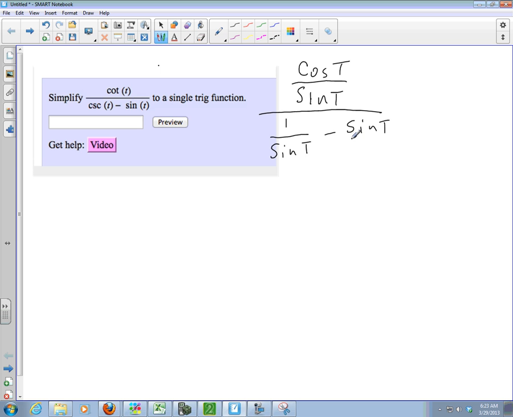Okay, now it'd be nice to get rid of this complex fraction. So I'm going to write that sine over 1. I'm going to get common denominators, so I'm going to multiply this side of this denominator by sine t over sine t, which is just another expression for 1. So that gives me 1 minus sine squared t all over sine t.